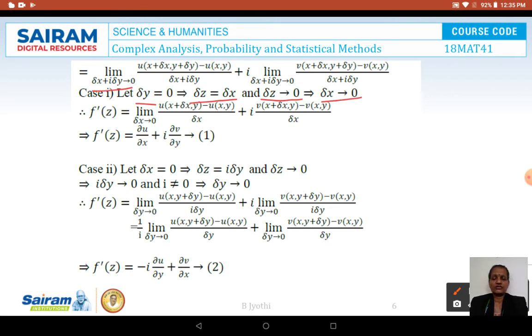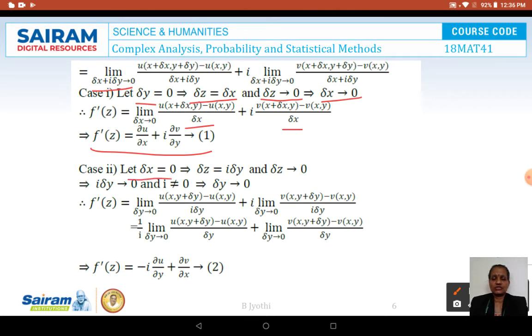So the equation reduces to f'(z) is the limit as Δx tends to 0 of [u(x + Δx, y) − u(x,y)] / Δx + i [v(x + Δx, y) − v(x,y)] / Δx, which reduces to equation 1 like this. That is, f'(z) = ∂u/∂x + i ∂v/∂x. Let's call this equation number 1.